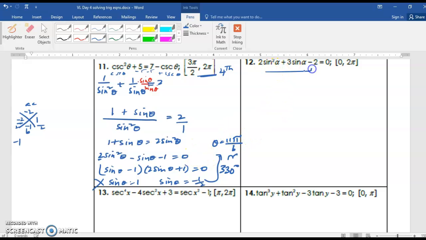This is also quadratic. Just remember that. If you call secant squared x as p, then it will be p squared minus 4p plus 3. Solve this and substitute back secant x into p. Okay. And remember, this is again in the third and fourth quadrant. So that's how you need to solve.